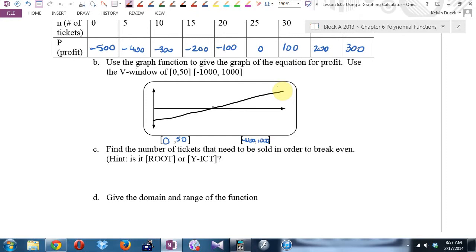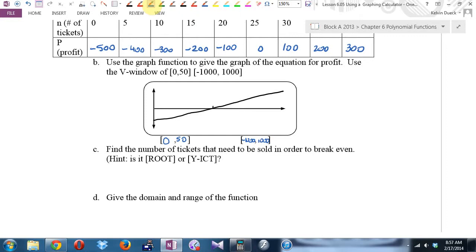Okay? Then I wrote here, part C, find the number of tickets that need to be sold in order to break even. Where do you think that is on this graph? Where's the break-even point? The middle. I need something in terms of the graph and some math words.